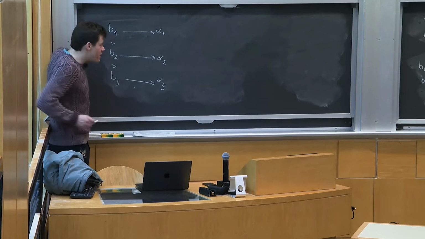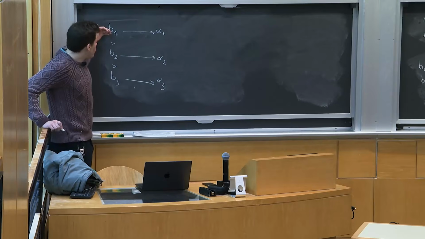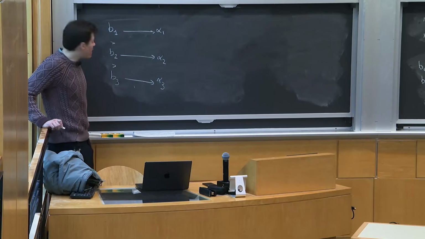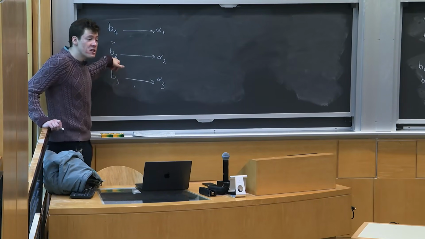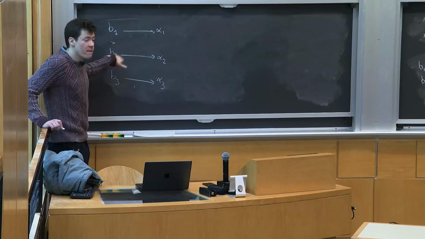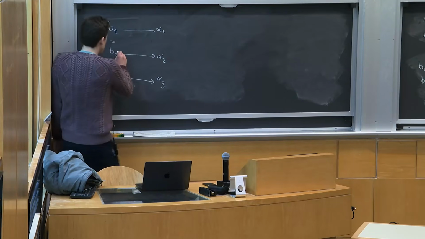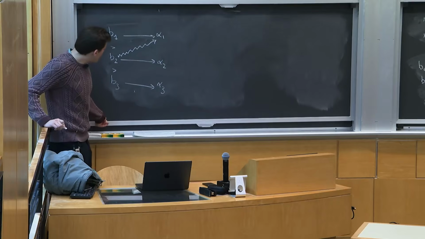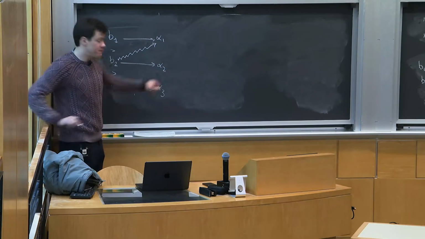Well, what would happen if bidder 1 were not present? If bidder 1 weren't here, or in other words, if bidder 1 just bid 0 and didn't win anything, what would happen to bidder 2? Which slot would they get? They'd move up to the first slot, right? So they'd go up here. And bidder 3, similarly, would move up to the second slot.